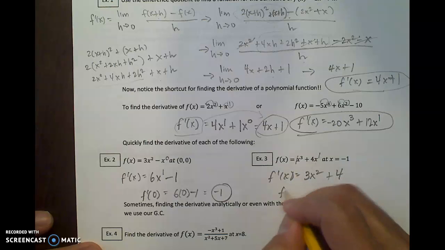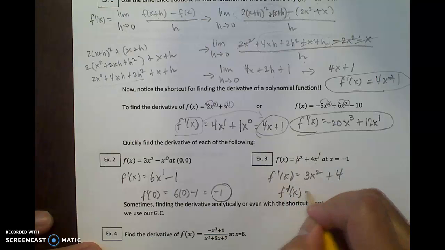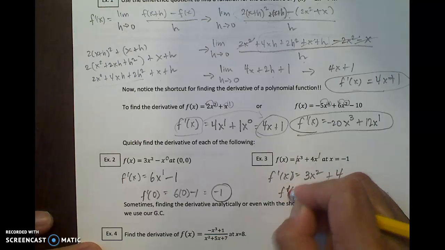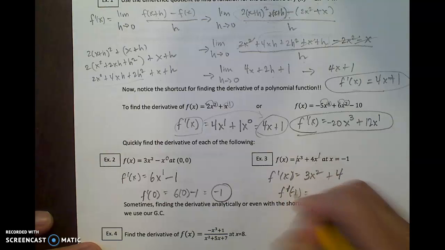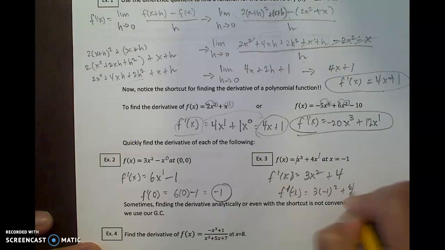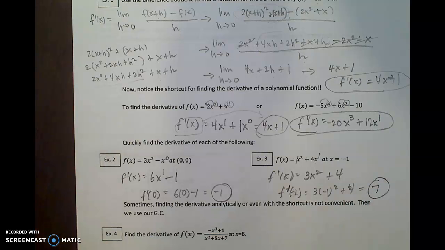To evaluate that function at negative 1, plug negative 1 in for x, and we get 7. So the value of the derivative at negative 1 is 7.